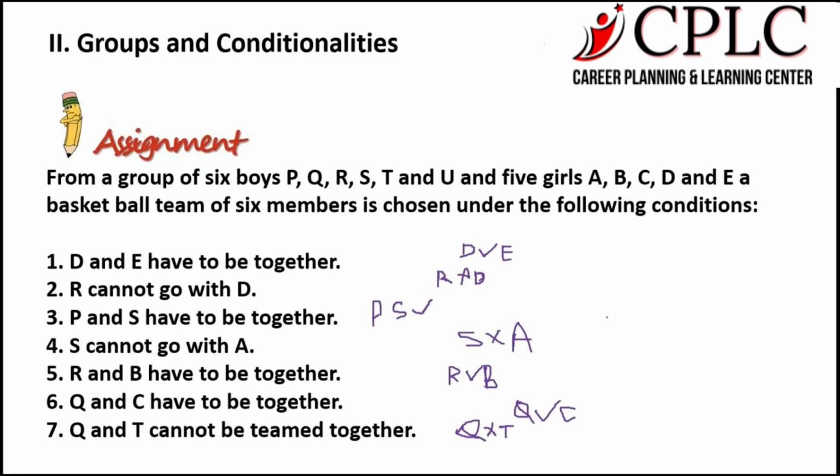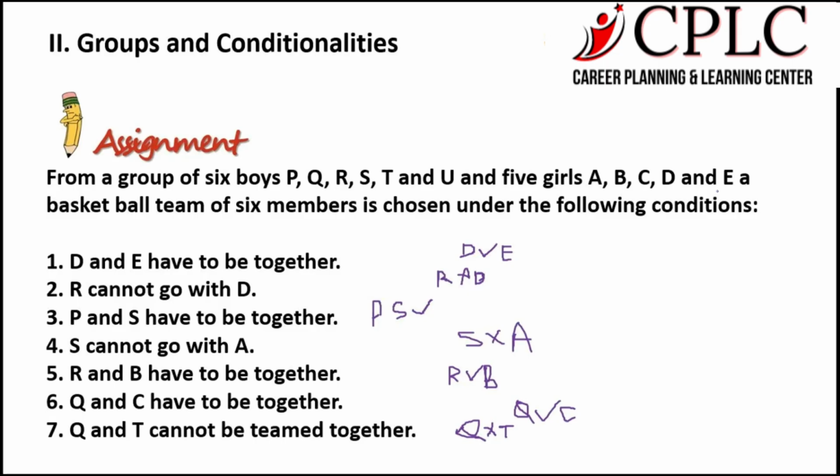Hi everyone, let's look at the next set, which is groups and conditionalities. So please pause this video right now and read the question, and then we can start with the solution part. Okay, so what do we have? We have a group of 6 boys, which are PQRSTU, and 5 girls ABCDE, and we have to form a team of 6 members, and following are the conditions.